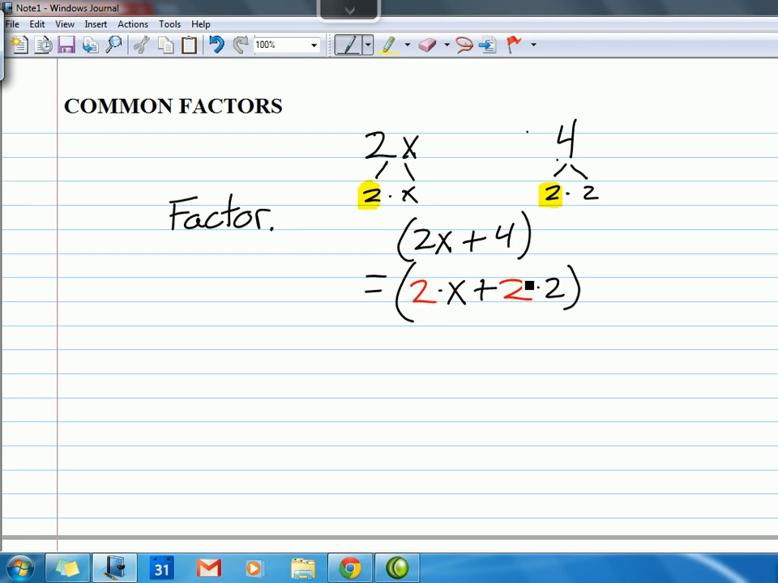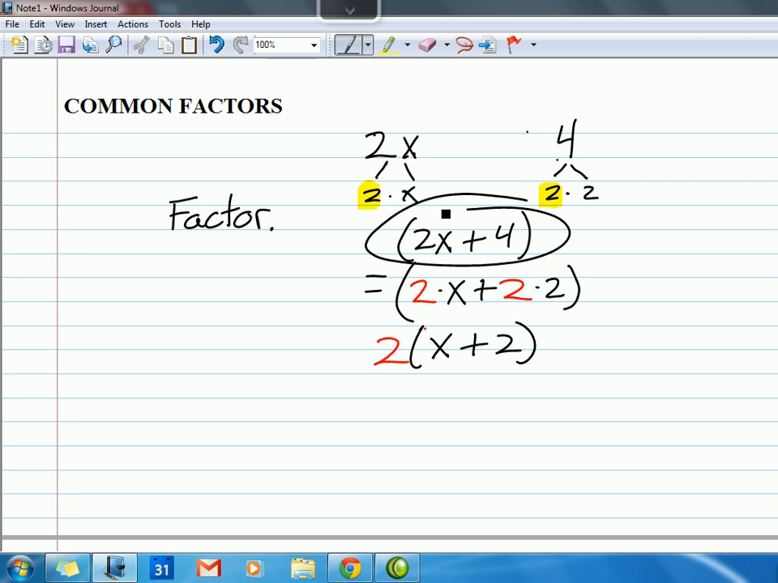So since they both have a 2 in common, we take that out of the parentheses. Kind of like a reverse distributive property, right? If we take the 2 out of the parentheses, we are left inside with x plus 2. And the reason why we know this is, if we distributed this 2 back in, wouldn't we just end up with this again? So that's the whole idea behind common factors. That's the small idea. Of course it gets way more difficult than this, but that's the broad idea behind it.